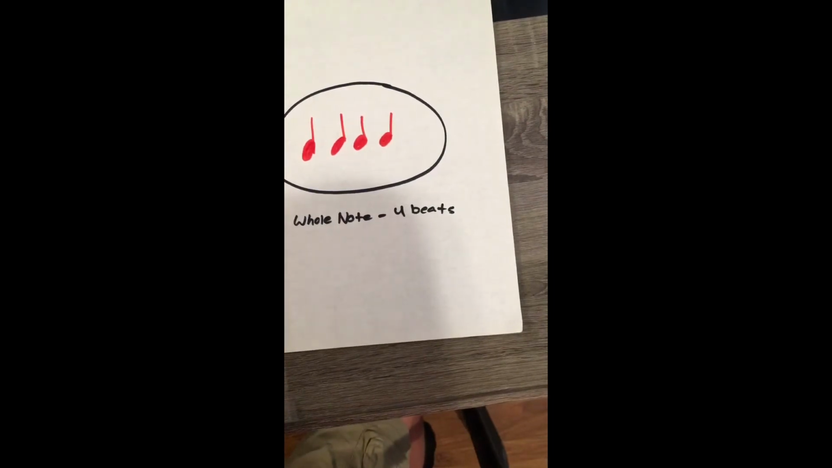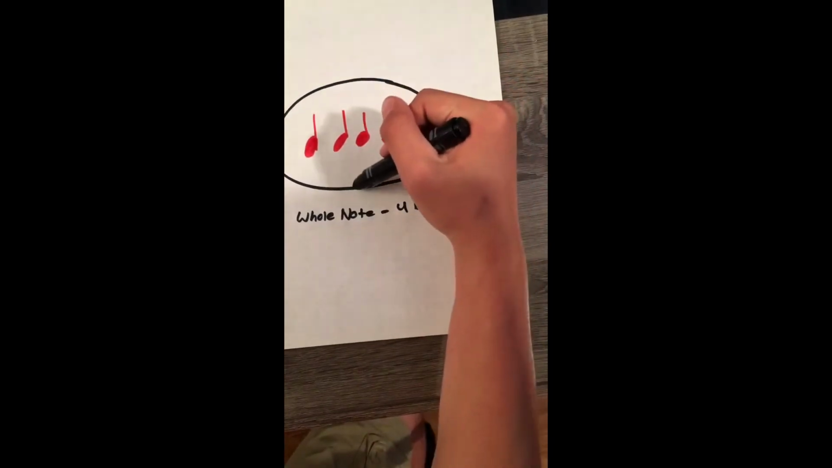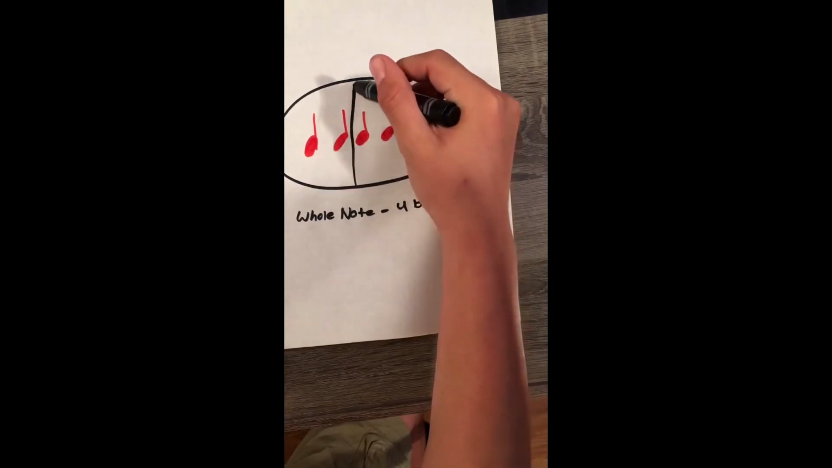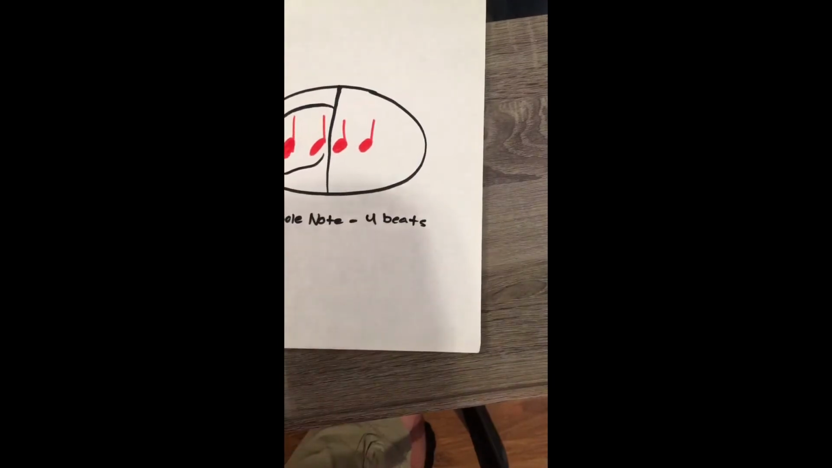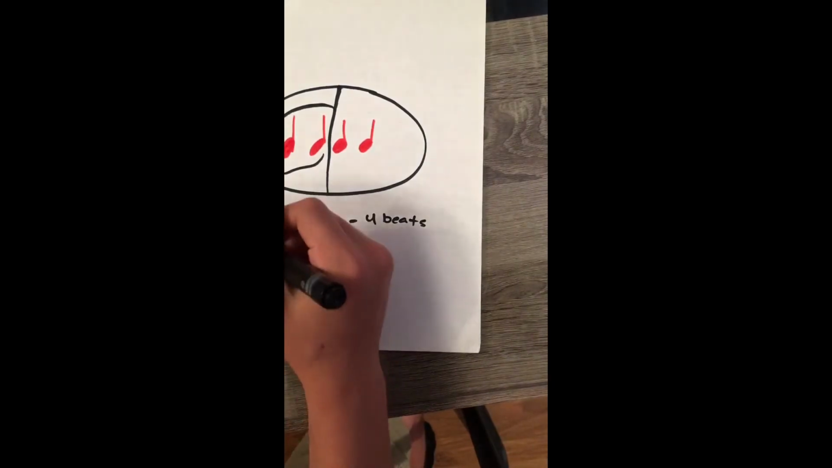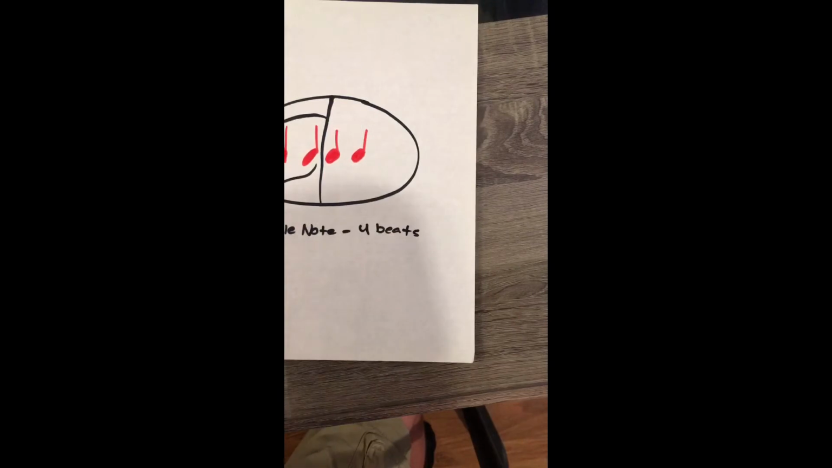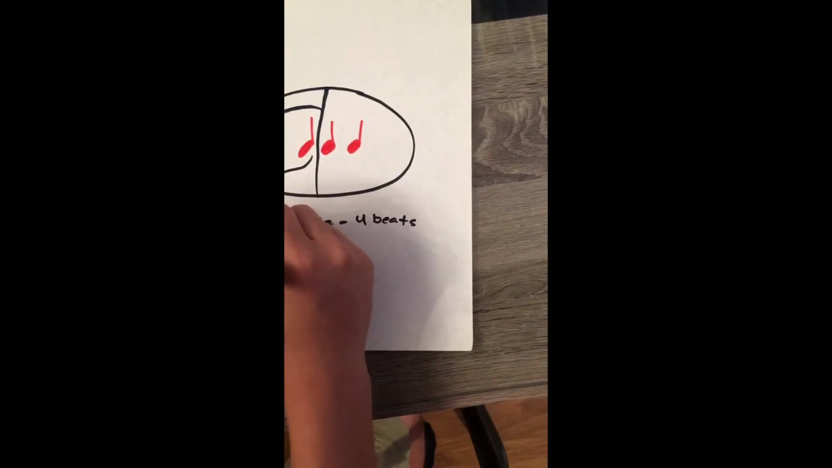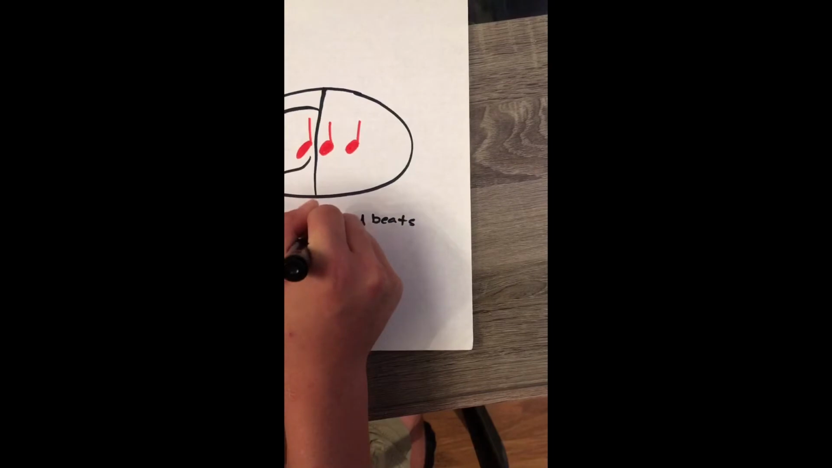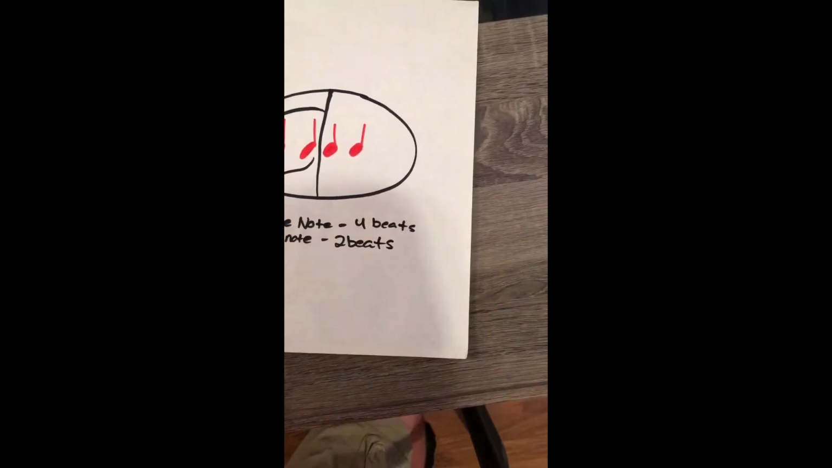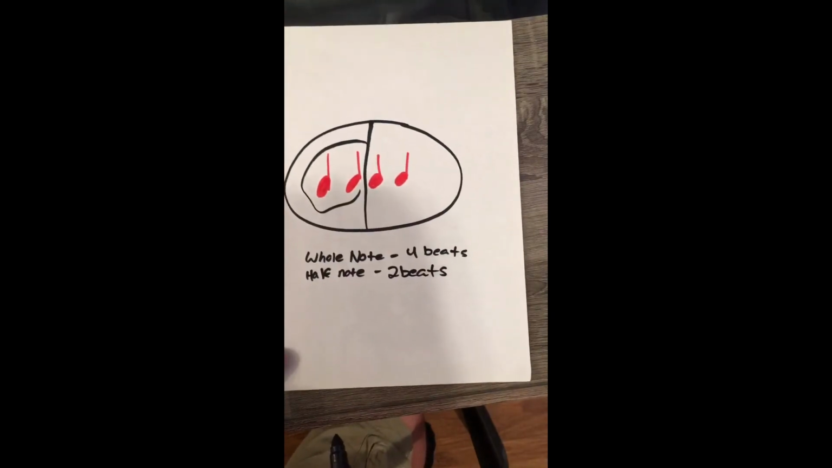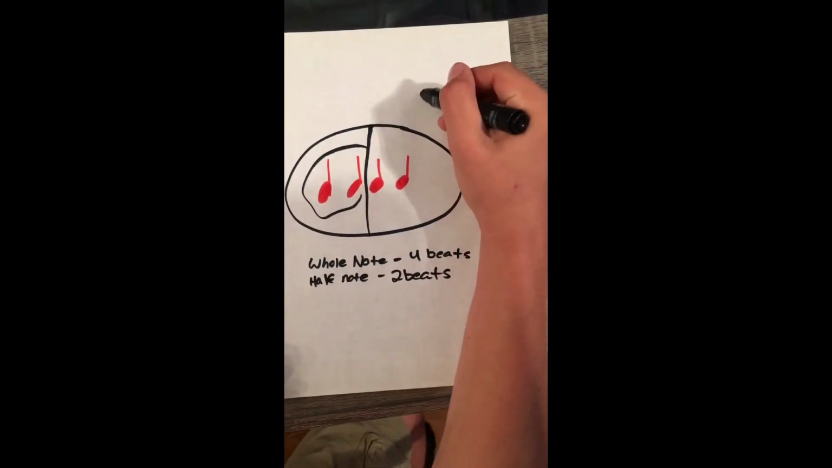A half note is half of a whole note. So, let's take the whole note and cut it in half. Half of a whole note is worth 2 beats. So, a half note is 2 beats. One half note looks like this.